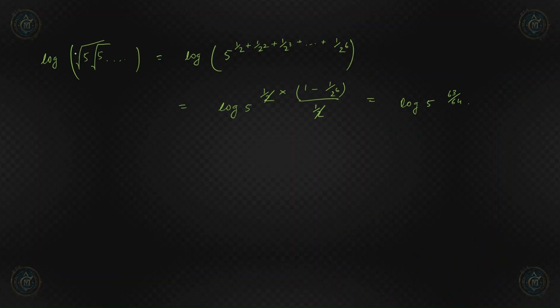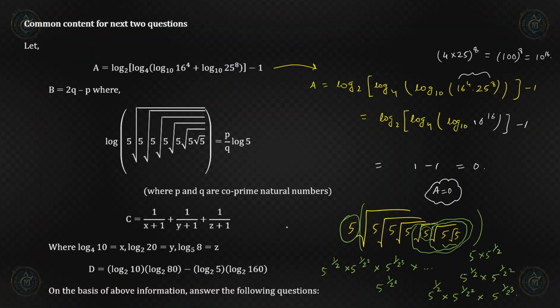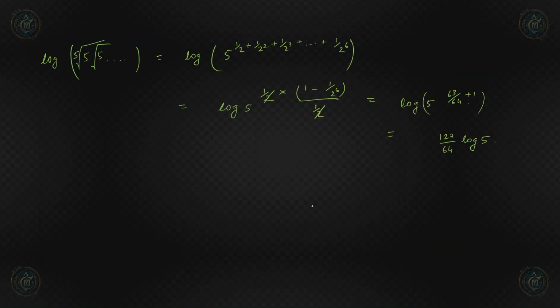So this number, okay. So this 5, if we multiply, we have to add a 1 here, right? So this becomes 127 by 64. This is the power of this log, right? So this power we can take in the front of this log, right? So this becomes this times log of 5. Okay, now this expression is equal to p by q log 5, where p and q are co-prime natural numbers. So p and q are clearly these numbers, right? This is p, this is q. So we can say this is our p and q.